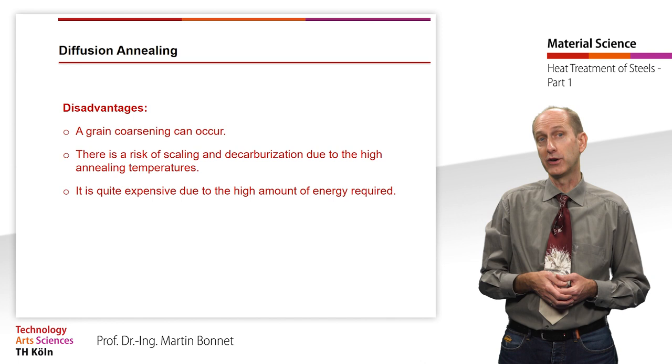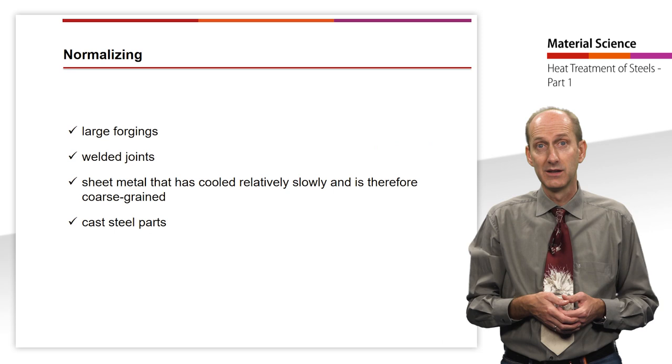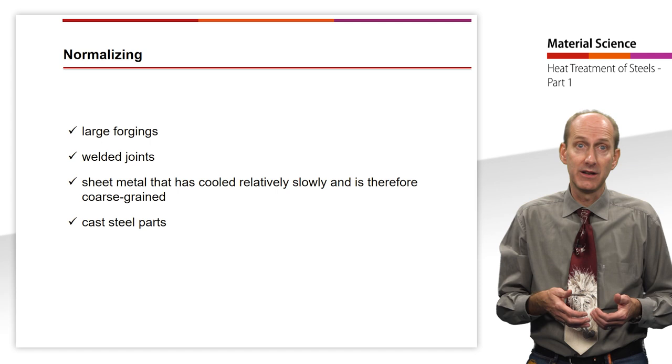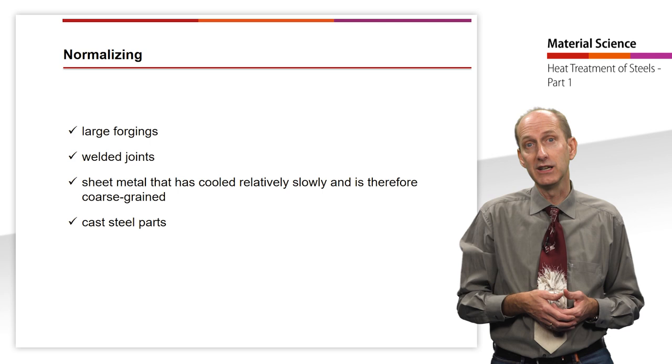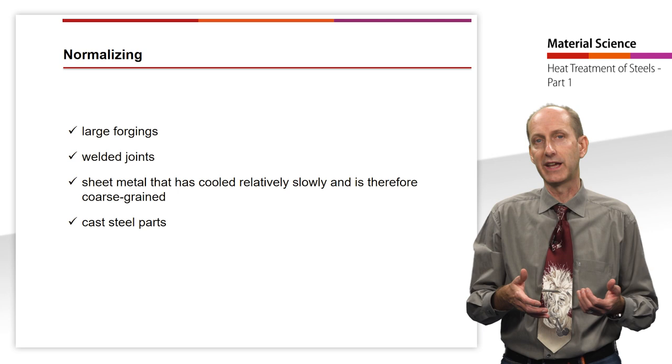Normalizing is to adjust a fine-grained and uniform structure, which combines the best strength and toughness characteristics, the normal structure. The original abnormal microstructure may have arisen in particular with large forgings, weld joints, sheet metal that has cooled relatively slowly and is therefore coarse-grained, and with cast steel parts. Normalizing is mainly used for unalloyed steel or cast steel in order to bring the microstructures that are uncontrollably formed during processing, casting or hot forming, to a standard level.